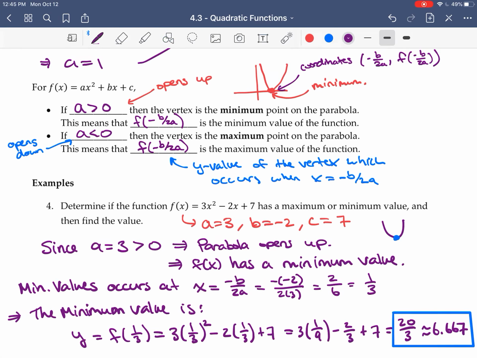You can tell it's a minimum because a is positive, so the parabola opens up. It's opening in the upwards direction, which means the vertex is going to be the smallest y value. Then you can find the y value because it's at the vertex. So you just want to find where the vertex occurs and then plug that value into your function.